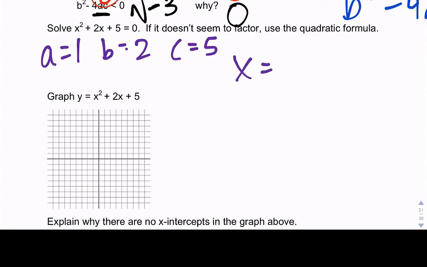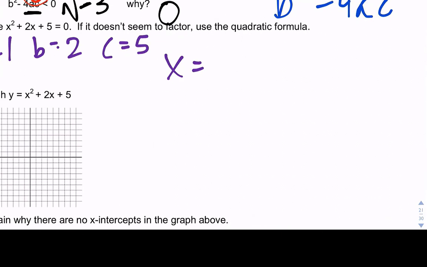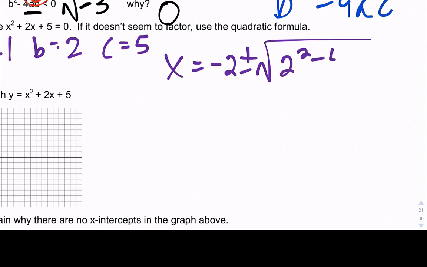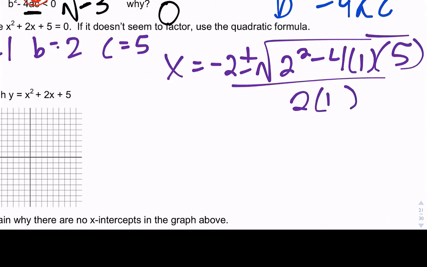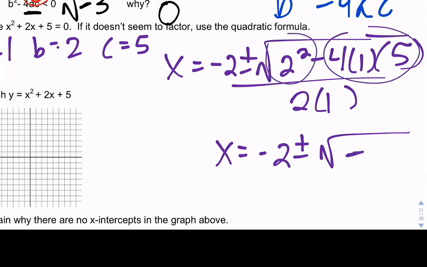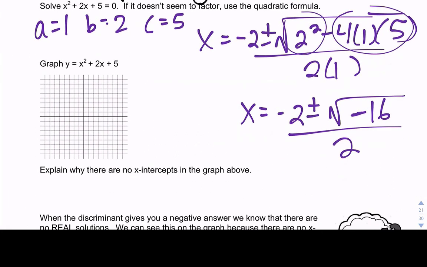x equals opposite b plus or minus the square root of b squared minus 4ac all over 2a. So we have x equals opposite b plus or minus the square root of, here we have 4 minus 20. This is negative 16 all over 2. All right, how many solutions does it have? Well, this is telling us it has 0 real solutions.